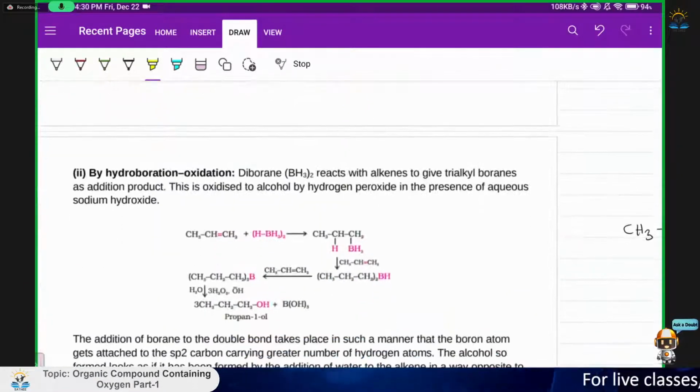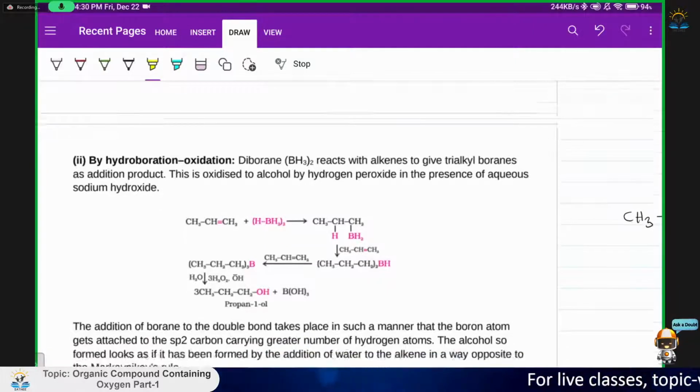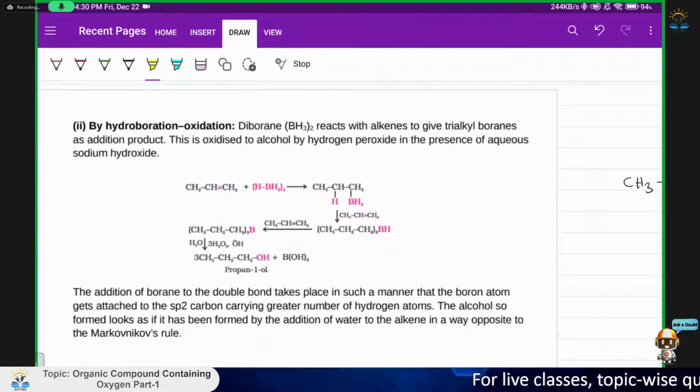Now the second method of preparation is by hydroboration oxidation. Diborane, or B2H6, reacts with alkenes to give trialkyl boranes as the addition product.